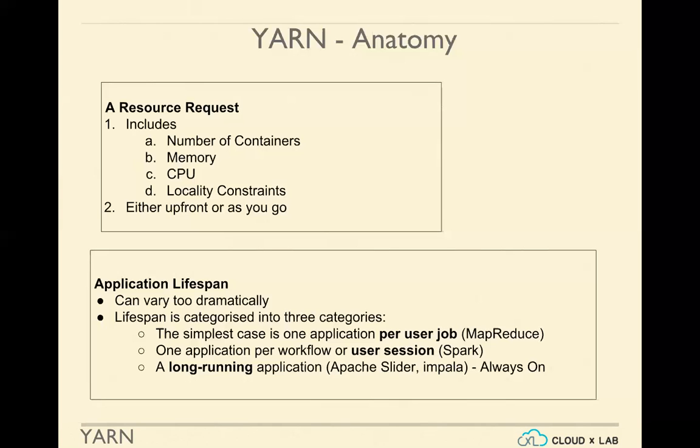The second question is, when do these containers or application masters get deallocated? That's called application lifespan. Application lifespan can vary dramatically. Generally the lifespan of an application is categorized into three categories. First, the simplest case, is one application per job.